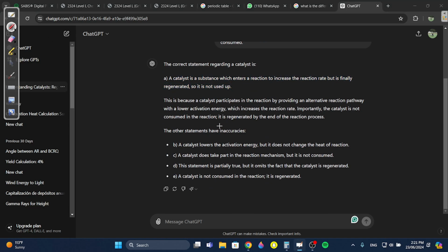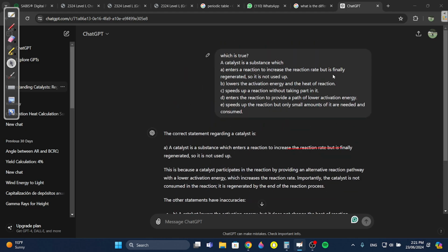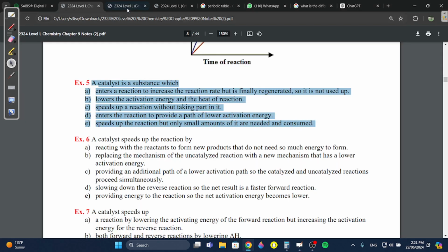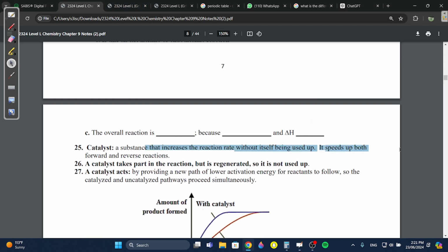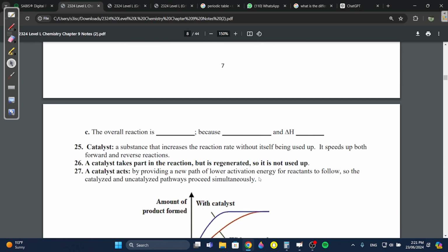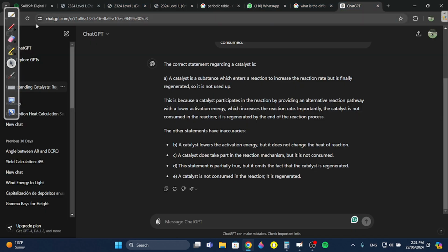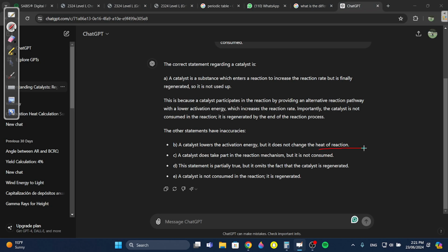Why are the others inaccurate? B: a catalyst lowers the activation energy, but it does not change the heat of reaction. I remember my teacher telling me this. Delta H stays the same. It doesn't change delta H. Delta H remains the same for catalyzed reactions. It's still the same energy being given off, so it doesn't change the heat of reaction.